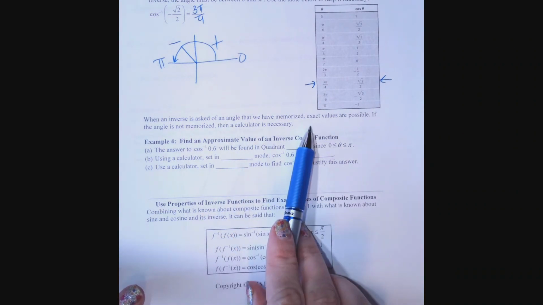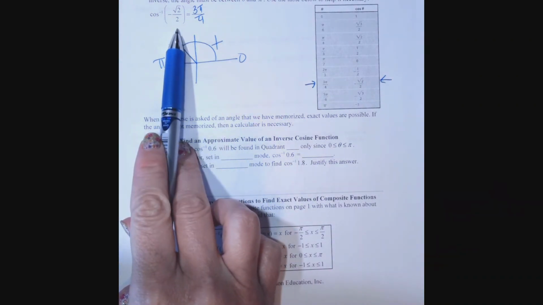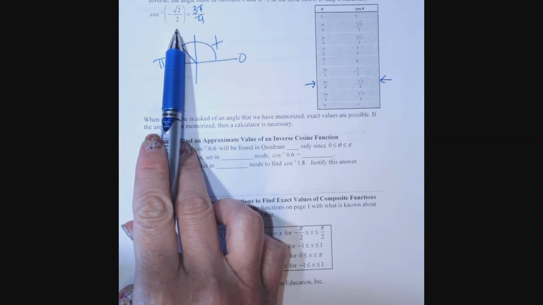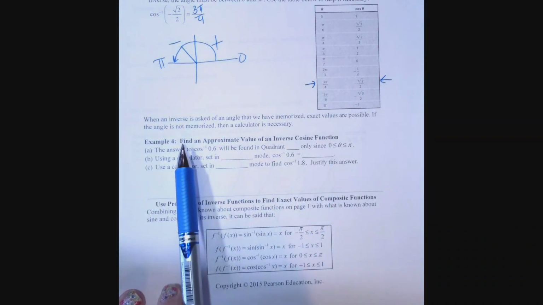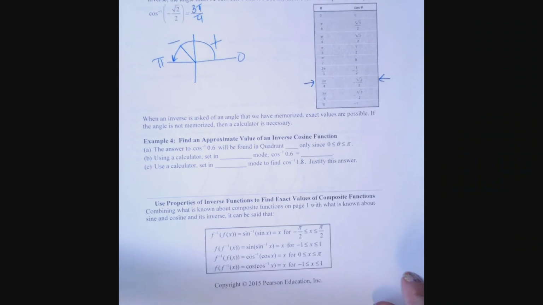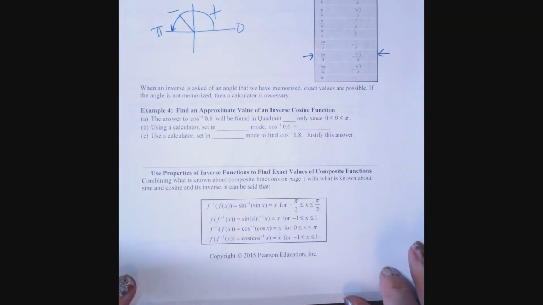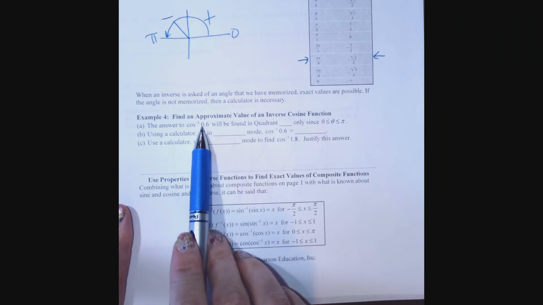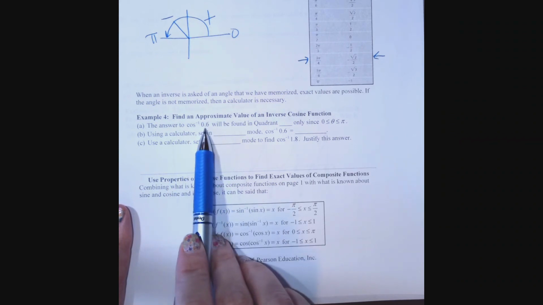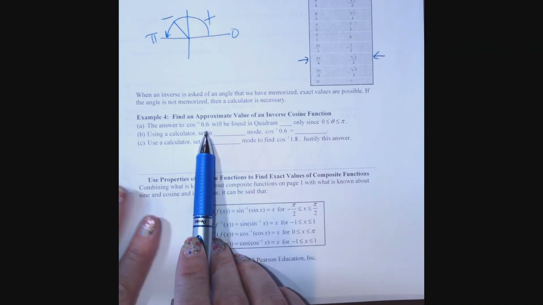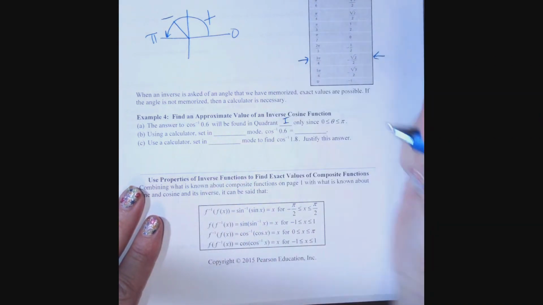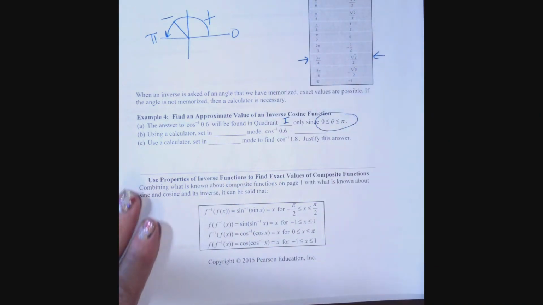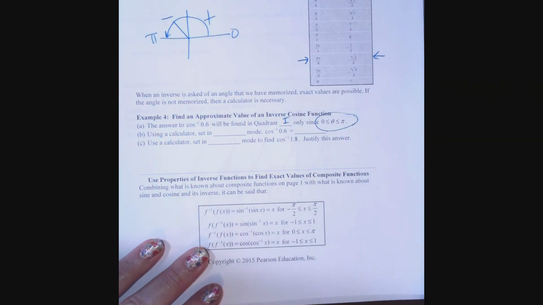If it's not a value that shows up as one of your special angles on your unit circle, then you're going to have to use your calculator and approximate. So here are some approximations we're going to find. Okay, the answer to cosine inverse of 0.6, that's not a value on my unit circle. It's not a special angle value, but it's positive, so we're going to get an angle in quadrant 1 because cosine inverse is restricted to quadrants 1 and 2.